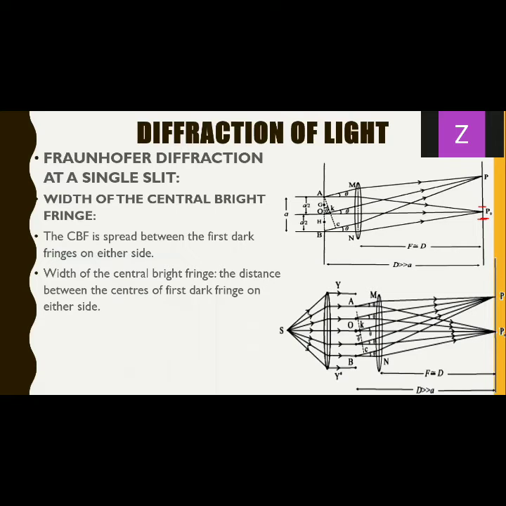So in simple words, how do we find the width of the central bright fringe? The centers of the first dark fringes. Here we are getting a first dark fringe in, let's say, the upward direction and a first dark fringe in the downward direction. So from here to here, if we add this total, we will get its width.